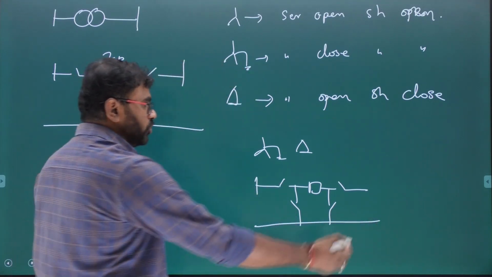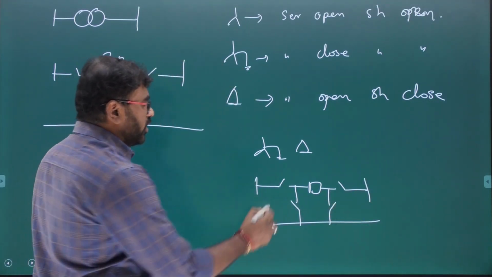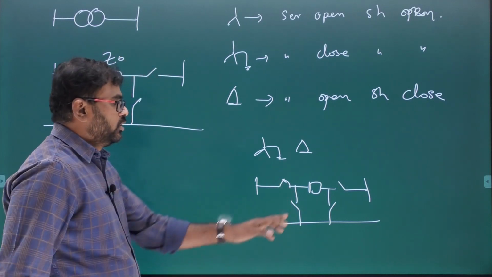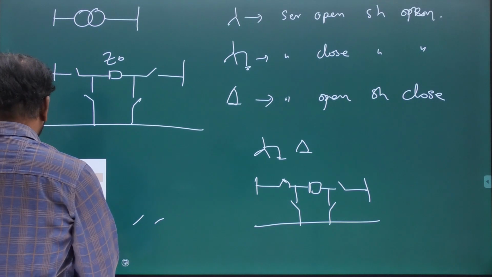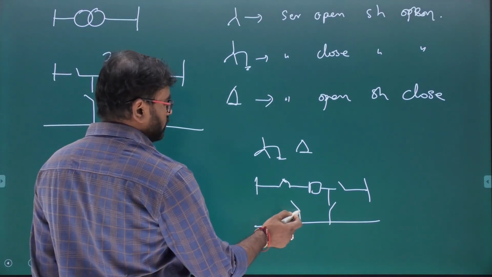This is the first thing you need to draw. Now, primary side is star grounded, series switch is closed. Shunt switch open, fine. Okay, shunt switch is open now. I can open like this. Done.